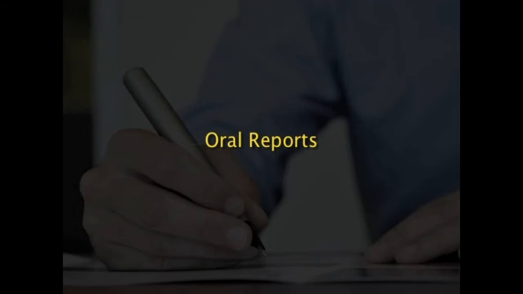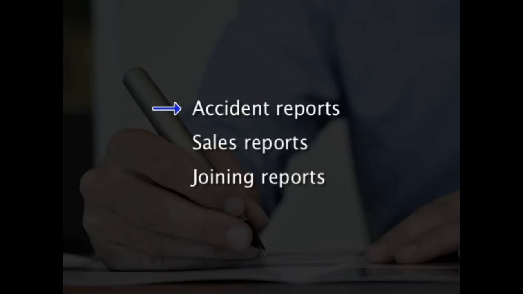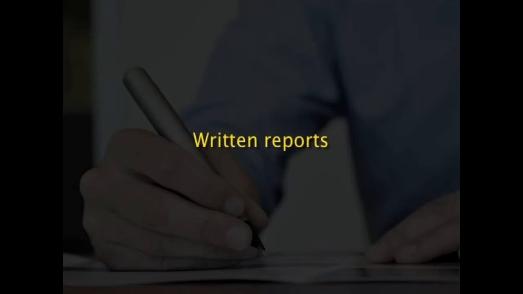These reports are based on the communicative form. The first type which falls under this is oral reports. An oral report is an informal and face-to-face presentation of information. For example, accident reports, sales reports, joining reports, etc. come under oral reports. And the next kind of report that comes under this is written reports.